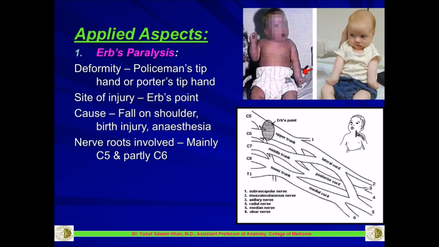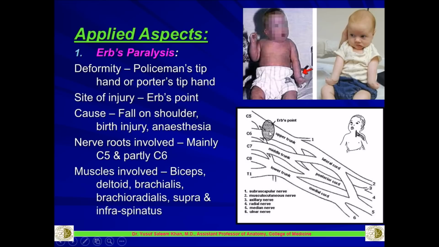Whenever this Erb's paralysis is there, it is because of the nerve roots involved, which are C5 and partly C6, mainly by the injury to the C5 root as well as partly the C6. And if there is Erb's paralysis, the position of this policeman's tip hand is because of the muscles involved. So what are the muscles involved? One is the biceps brachii, then the deltoid, then the brachialis, brachioradialis, supraspinatus as well as the infraspinatus. All these muscles are supplied by C5 and partly C6, and all these muscles are paralyzed, and that leads to this condition called Erb's paralysis or the policeman's tip hand.